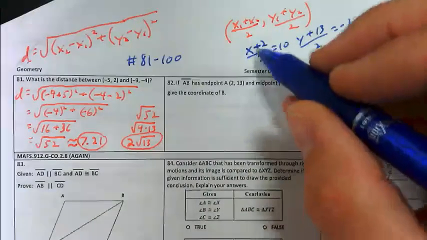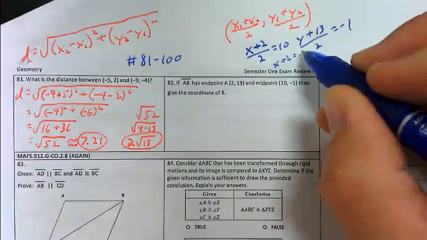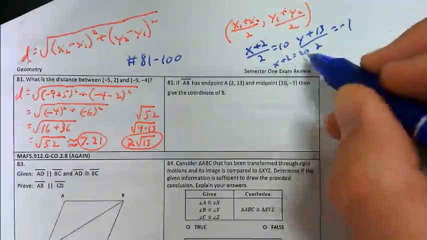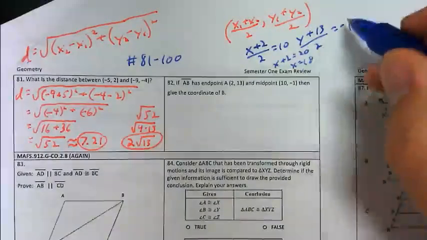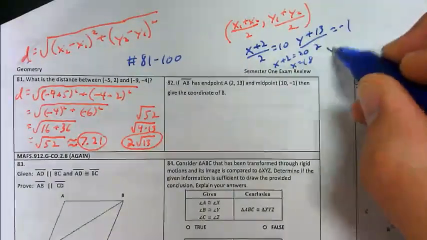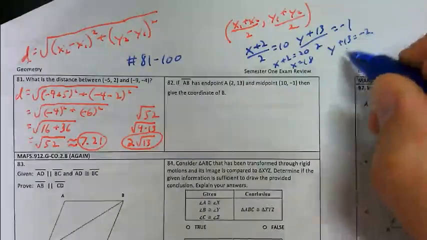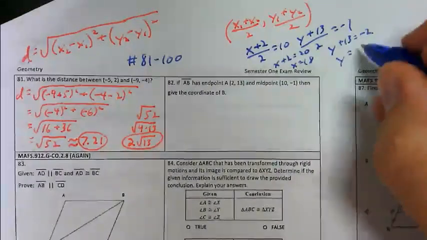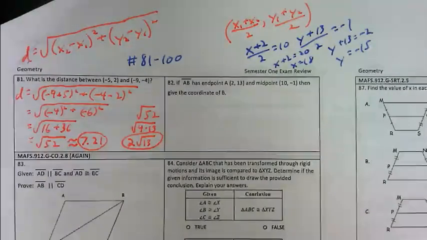So if we solved for this, we'd bring 2 over, it'd be 20. So you'd have x plus 2 equals 20. Subtract 2, x equals 18. On this side, bring the 2 over by multiplying it. So y plus 13 equals negative 2. Subtract 13, and you get negative 15. So you have your coordinate at 18, negative 15.